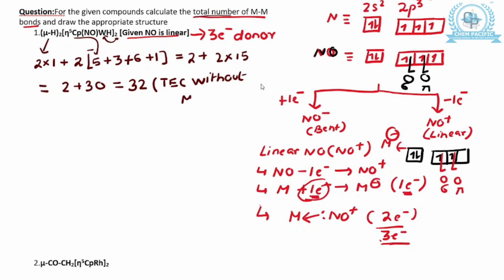Without metal metal bond. Clear? Now, since you are having 2 metals, so definitely total electron count kitna hona chahiye? 2 × 18, which is equal to 36. Lekin aapne total electron count without metal metal bond kitna hua aapka, 32 hua hai na.